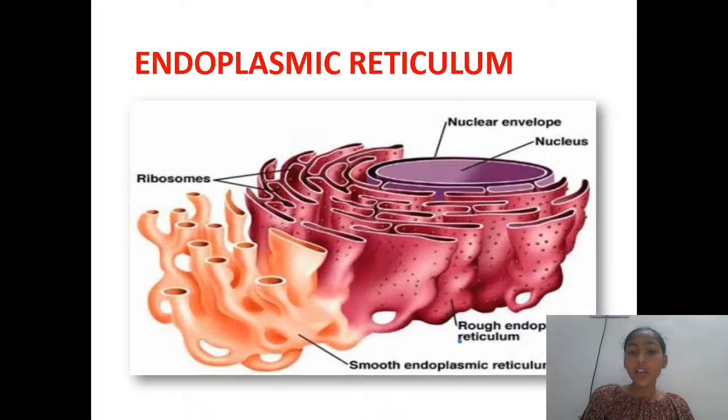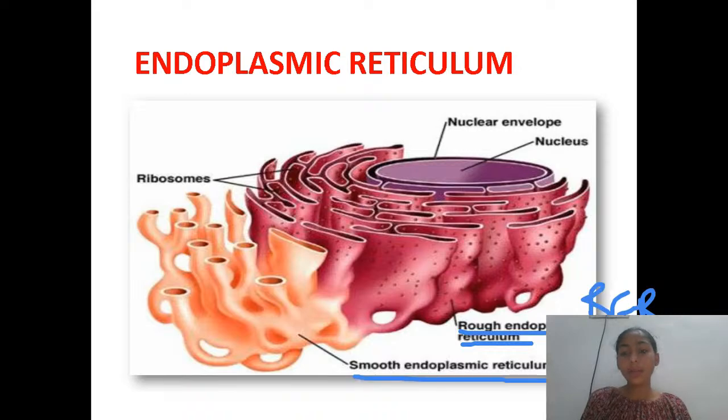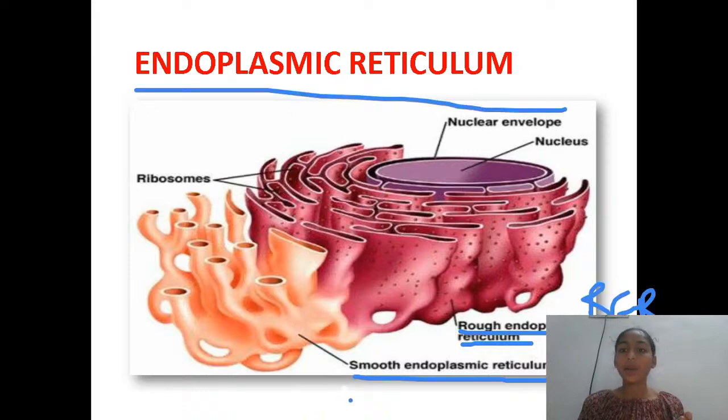And now it has two types of reticulum: rough endoplasmic reticulum, also called RER, and smooth endoplasmic reticulum, also called SER. So what do RER and SER do? Everything is done by endoplasmic reticulum, so why does it need two more things? Let me explain. RER is rough endoplasmic reticulum. What does that do?